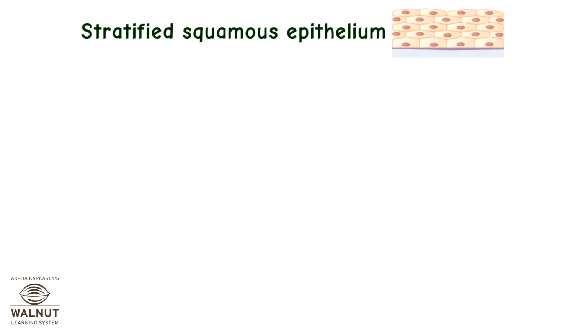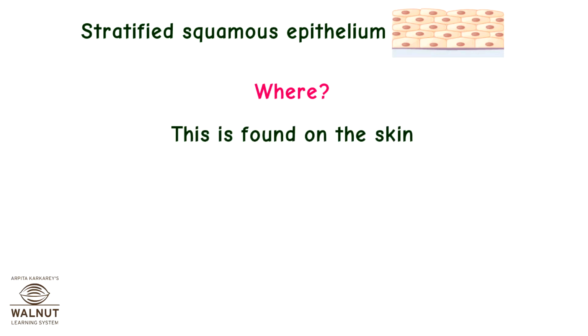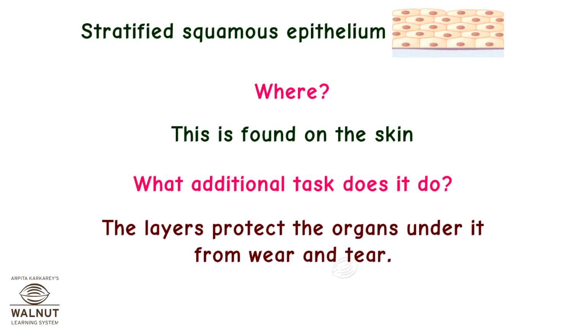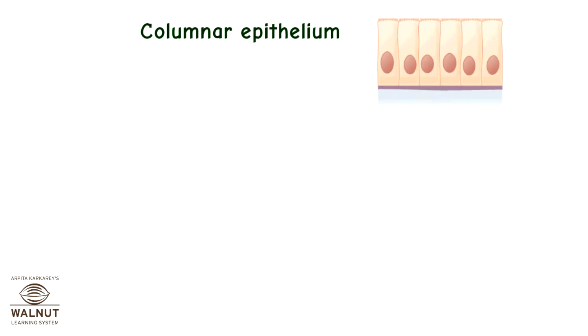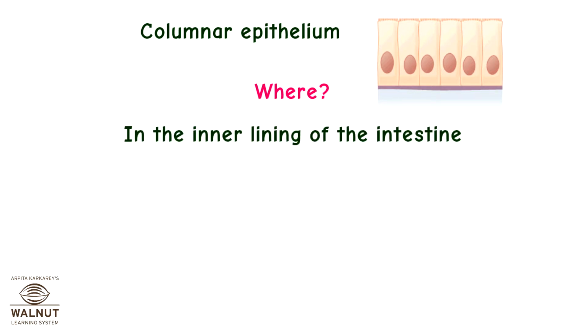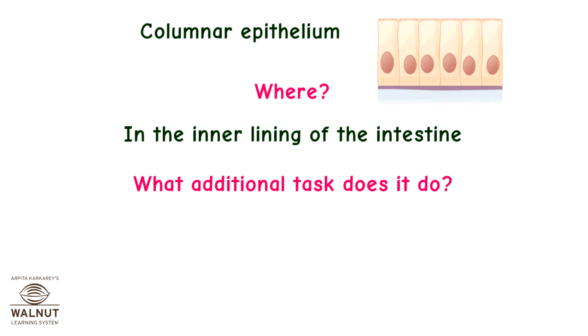Stratified squamous epithelium. Where is it found? This is found on the skin. What additional task does it do? The layers protect the organs under it from wear and tear. Columnar epithelium. Where is it found? In the inner lining of the intestine. What additional task does it do?